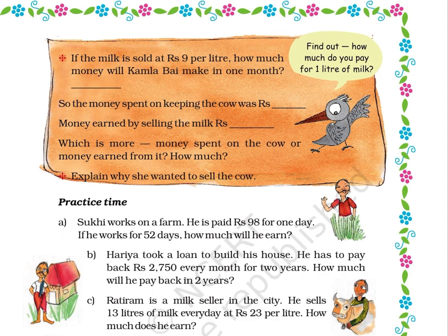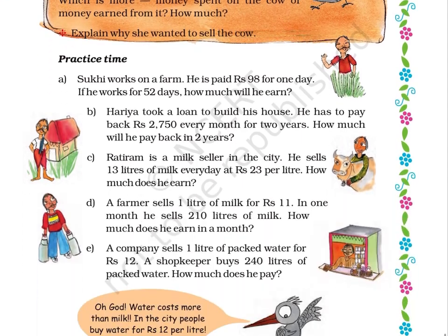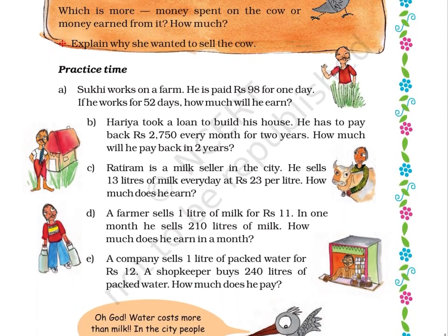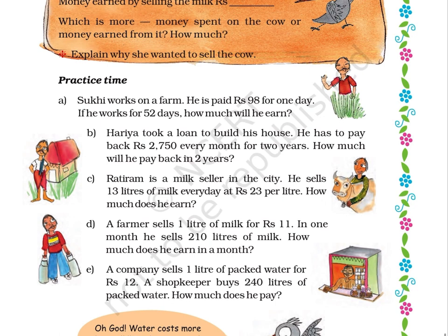Practice time. A. Sukhi works on a farm. He is paid rupees 98 for 1 day. If he works for 52 days, how much will he earn? B. Hariya took a loan to build his house. He has to pay back rupees 2,750 every month for 2 years. How much will he pay back in 2 years?